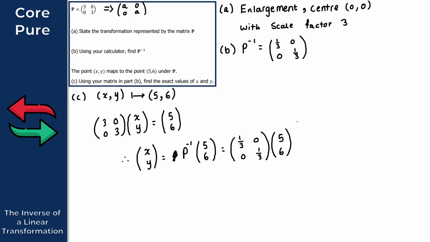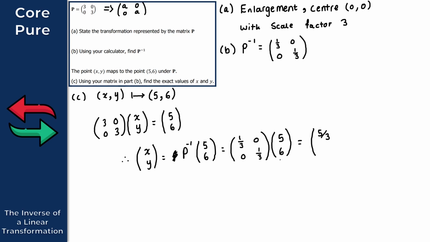Well, to find this matrix multiplication here, we can either just use our calculator, which is absolutely fine, or we can just do it by hand. It's pretty straightforward, right? I've got 1 over 3 times by 5. Well, that would give me 5 over 3. Then we have 0 times by 6. So 1 over 3 times by 5 plus 0 times by 6 here, we simply get 5 over 3.